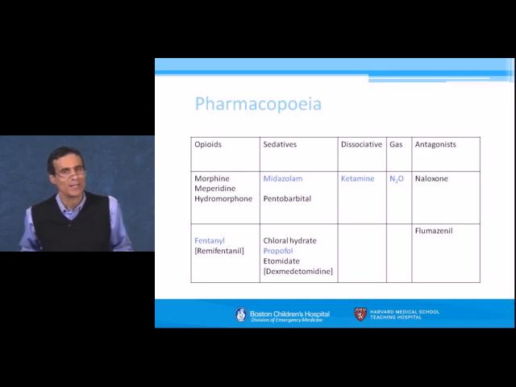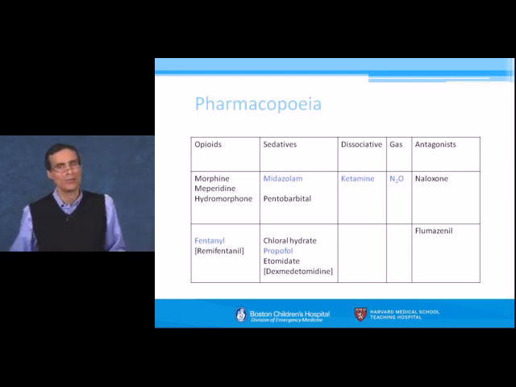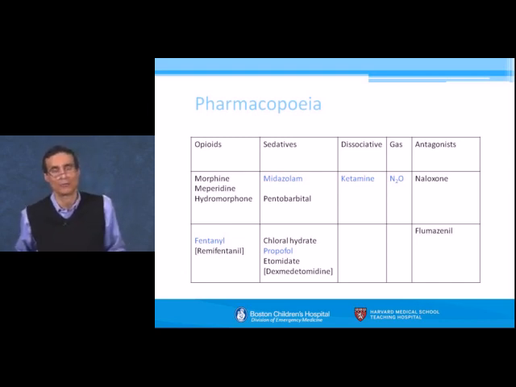Chloral hydrate. Let me just say a couple things about chloral hydrate because I think it's gotten bad press. Chloral hydrate, when used for limited indications, is a very effective and safe agent. It is administered orally. It is erratically absorbed rectally, so it must be given orally in doses of 50 to 75 milligrams per kilogram.